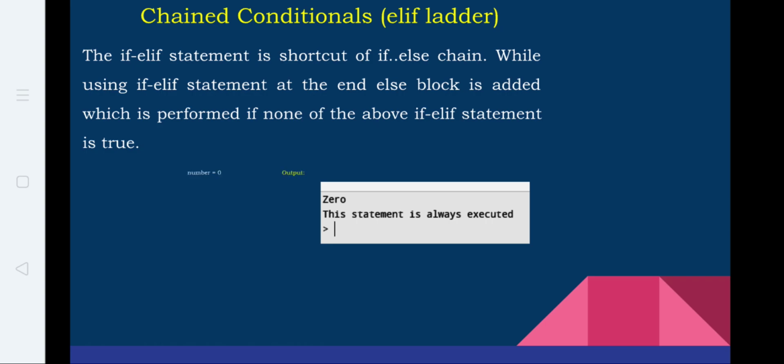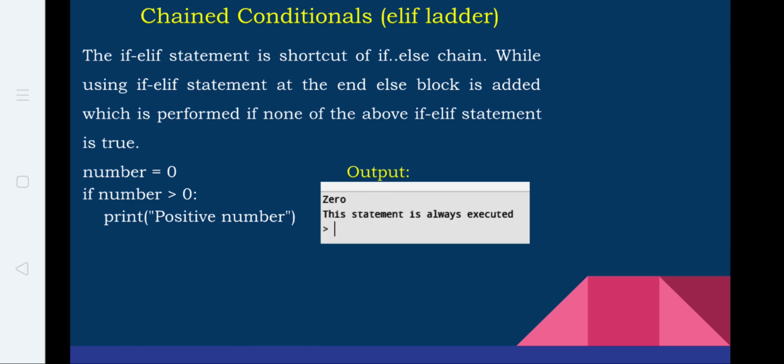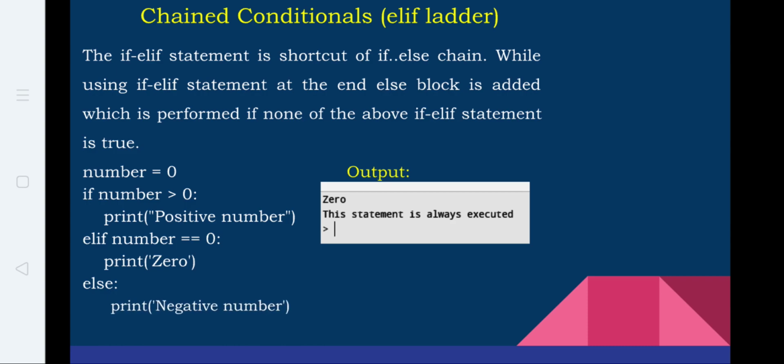Let us see an example, easy to understand. Now the number given is 0. If number greater than 0, print positive number, because we know that a value greater than 0 is positive. Else if number equal to 0, then print 0. That means if the first condition is true, do something, else check the second condition. If it is true, print something. Here the second condition, if true, has to print 0. If that is false, it will go to the else statement, which prints negative number.